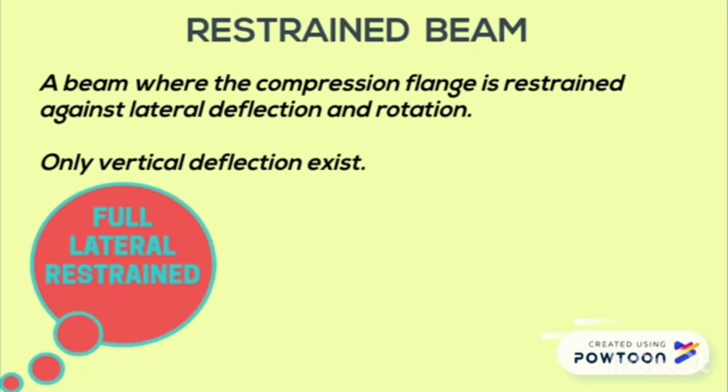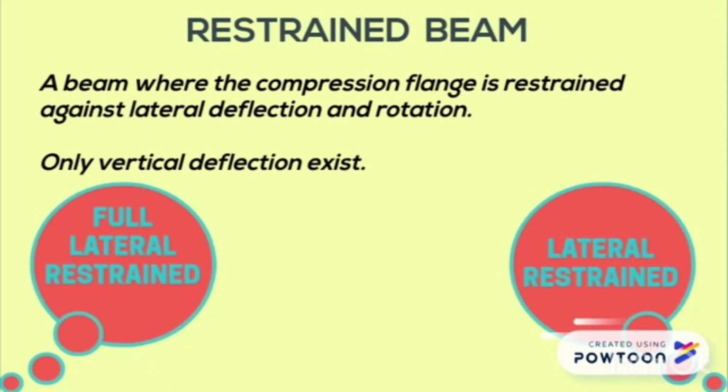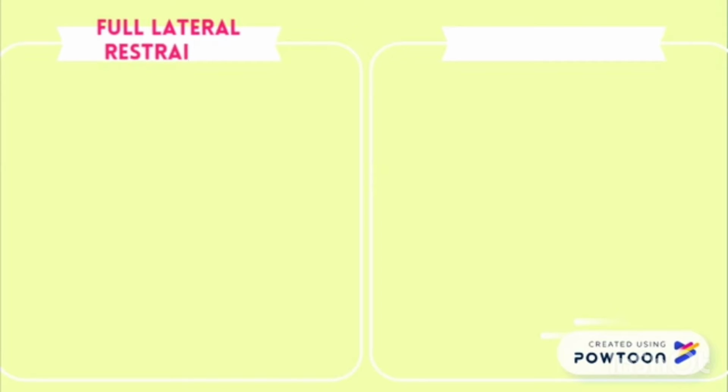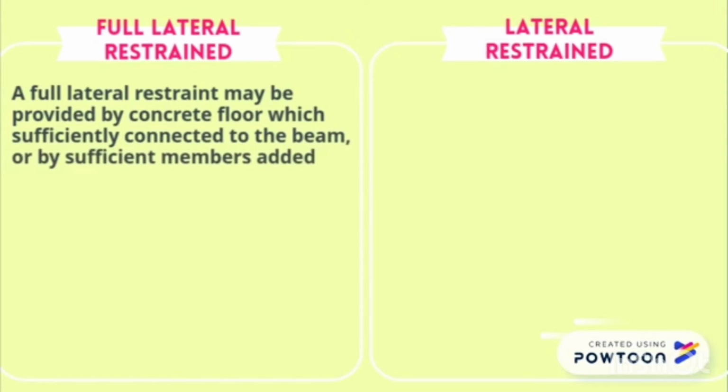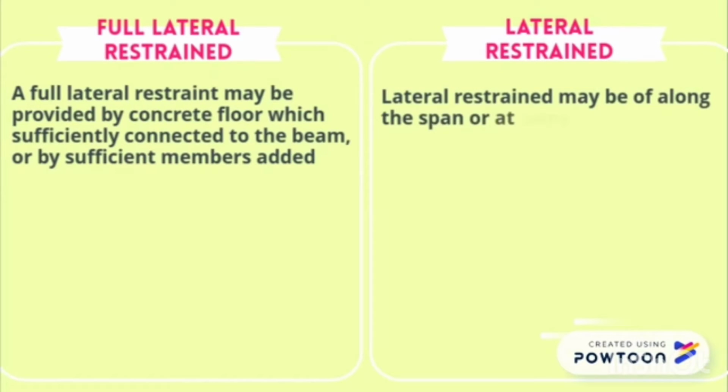First, full lateral restrained beam. And second, lateral restrained beam. Even though they look almost similar, there are a few differences between a full lateral restrained beam and a lateral restrained beam. A full lateral restraint may be provided by a concrete floor which is sufficiently connected to the beam, or by sufficient members added. A lateral restraint may be along the span or at some points along the span.